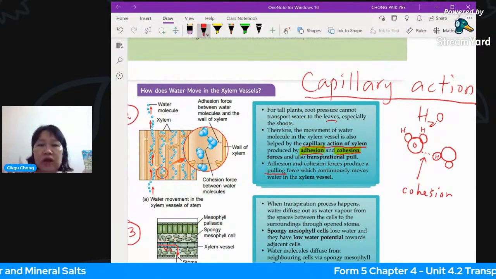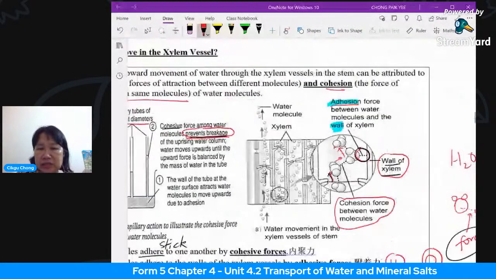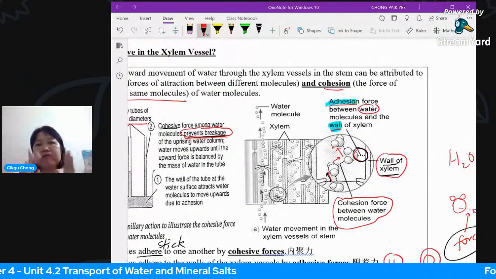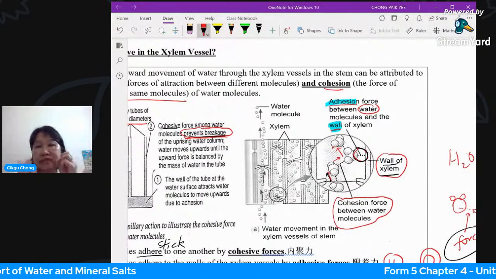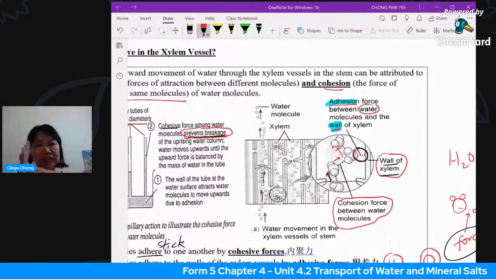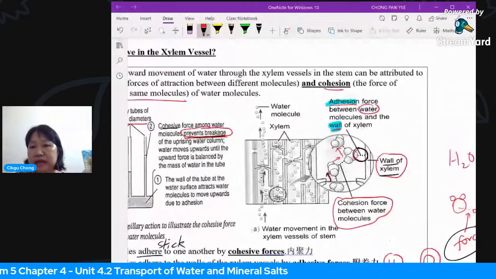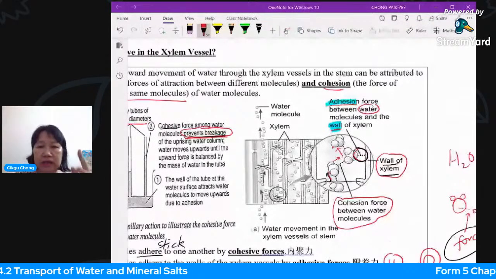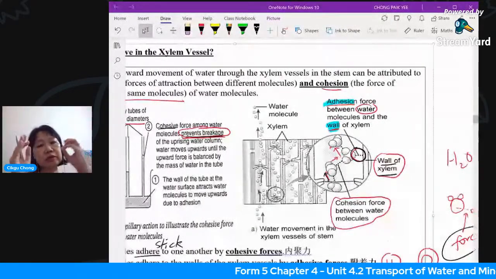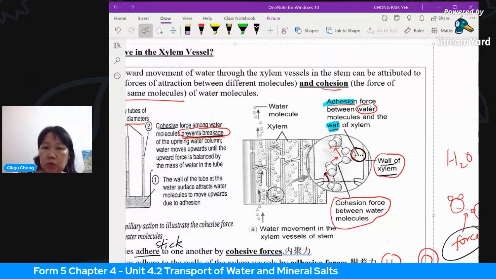Now another one is called adhesion. Adhesion is the force that is between the water molecule and the wall. Whatever wall it is, it could be the beaker, it could be the xylem wall. This force is in between the water molecule and the side, whatever beaker or container is holding it. Okay? Understand? So there are two forces at work here. One is cohesion, between the water molecules themselves. The other, adhesion, is between the water molecule and the wall that holds the water. So in this case, it's the wall of the xylem.